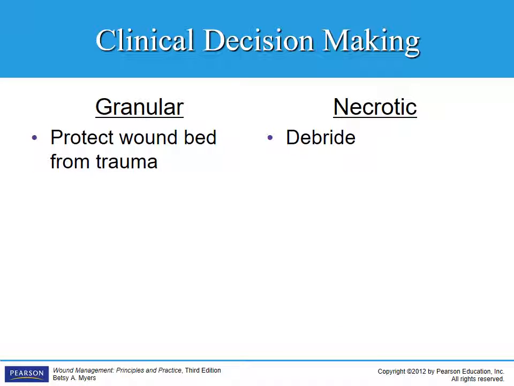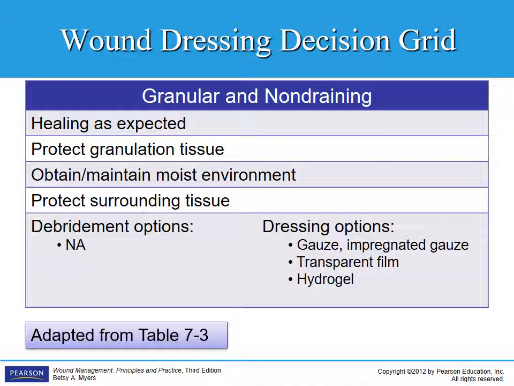So you have a granular wound that's got a nice wound bed, or you have a necrotic wound. So what are you going to do? If it's granular, you're going to protect the wound bed from trauma. If it's necrotic, you're going to debride it. Here's a wound dressing decision guide. So there's both granular and non-draining. It's going to heal as expected. You're going to protect that granulation tissue, and you're going to maintain that moist environment.